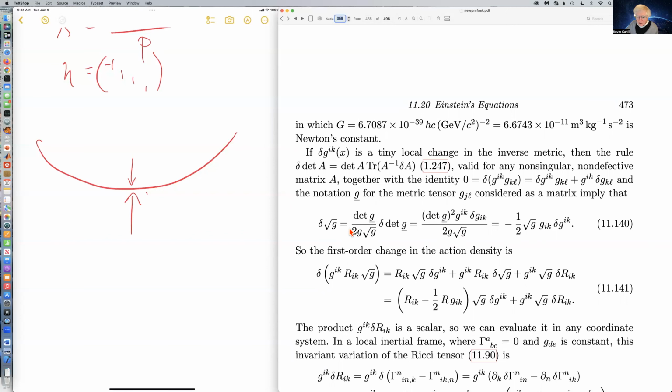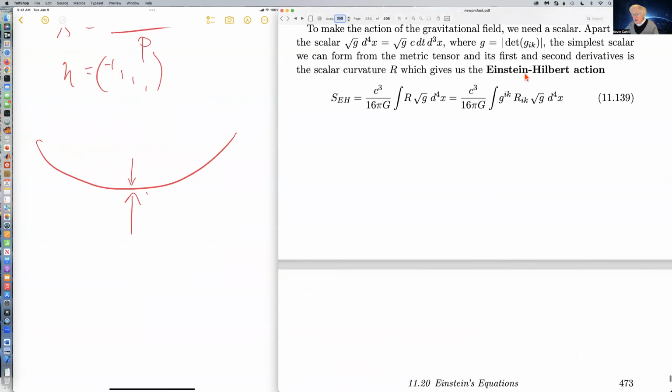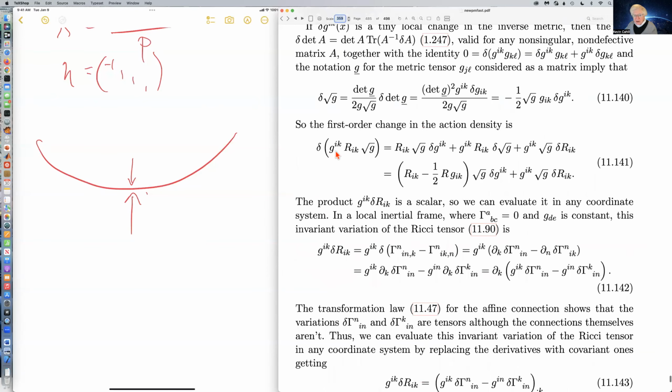So what is the variation? Remember, the thing that we're looking at is this, so we have to take the variation of all of that. Well, the variation of the inverse metric times the Ricci tensor times the square root of the absolute value of the determinant of g is the variation of R_{ik} times the rest of this, plus this times the variation of g, and then finally the variation of the Ricci tensor.